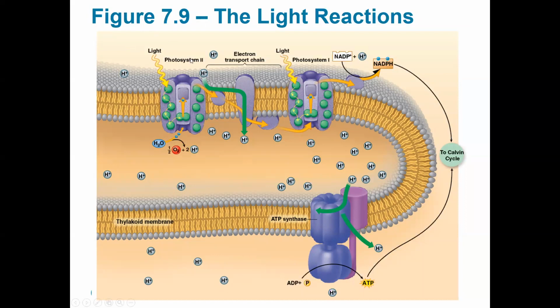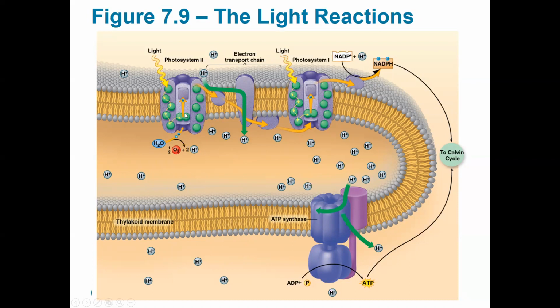So you have the first photosystem, which is photosystem 2, where light will hit those pigments. The electron will be transferred to chlorophyll A, which will send it to an electron acceptor. And then the electron acceptor will send it down the electron transport chain. This is the electron transport chain. As that electron travels down the electron transport chain, hydrogen ion is then pumped across the membrane.